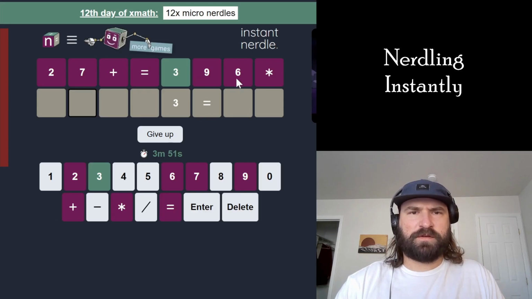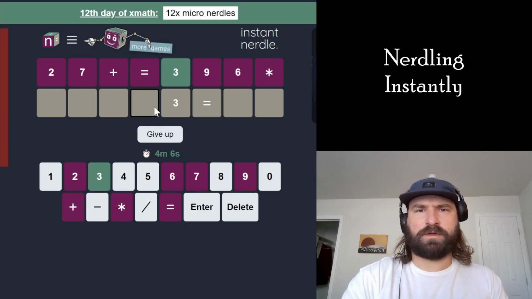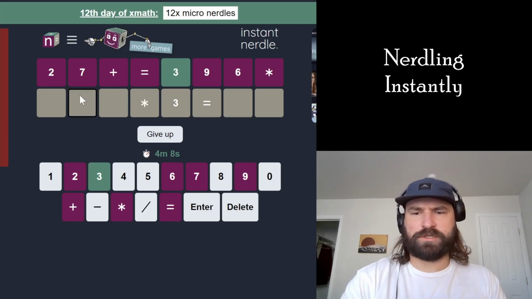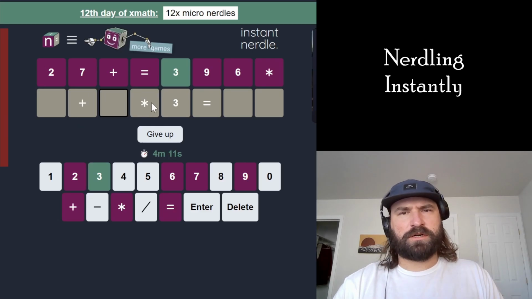9 times 6 is in the 50s. We don't have a 5. And if we use the 6, we can't use it again. 6 times 7 is in the 40s. We don't have a 4 or a 5. So none of that's working. So I don't see how that works. So I think I have to go back to this structure. Addition there, multiplication here. And I just don't have any idea how that's going to work.